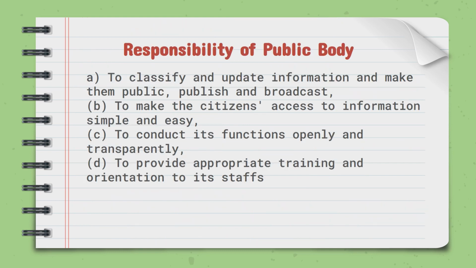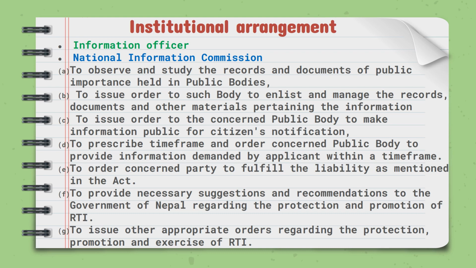What are the responsibilities of public body? The public body should classify and update information to make them public, published and broadcast. They should make the citizens' access to information simple and easy. They should conduct their function openly and transparently. They should provide appropriate training and orientation to its staff to maintain record and provide information sought and demanded by citizens.